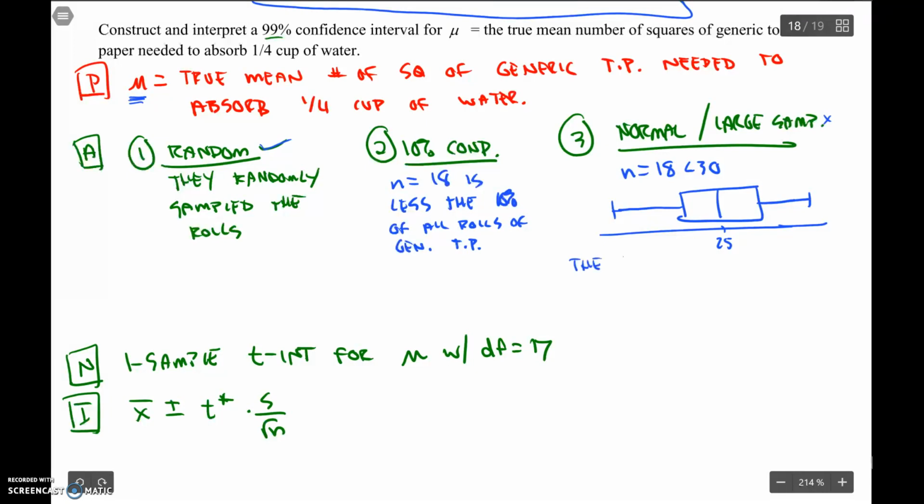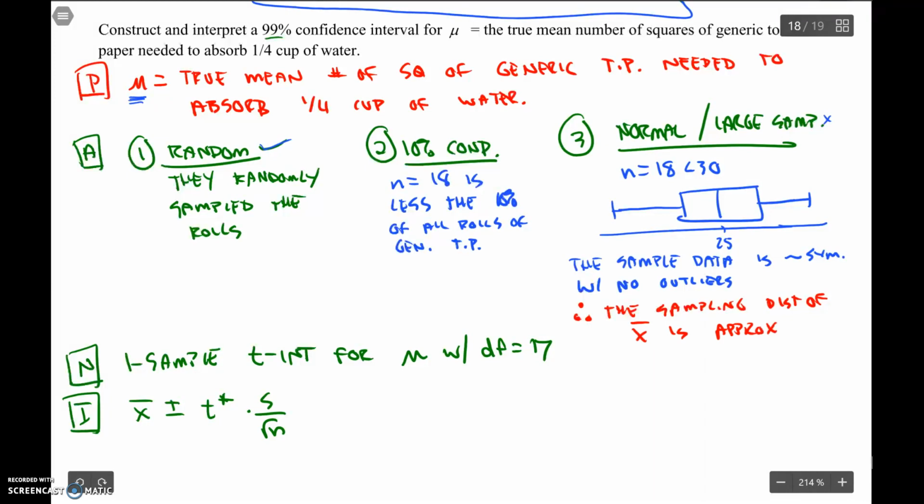The sample data is approximately symmetric with no outliers. Therefore, it probably came from a normal distribution. Therefore, the sampling distribution of x-bar is approximately normal. Check.